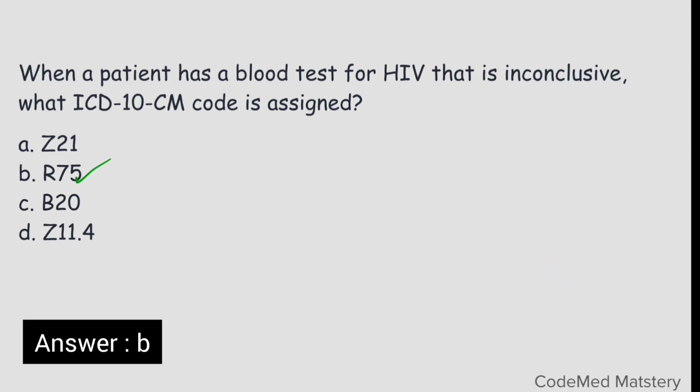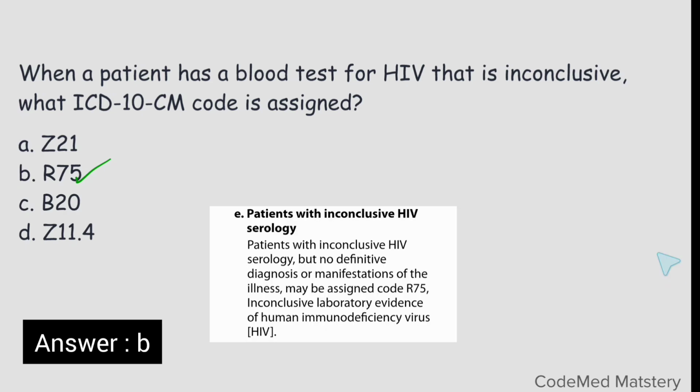According to the guideline present in Chapter 1, Certain Infectious and Parasitic Diseases, patients with inconclusive HIV serology but no definitive diagnosis or manifestation of the illness may be assigned code R75, that is inconclusive laboratory evidence of HIV. So the right answer will be option B.